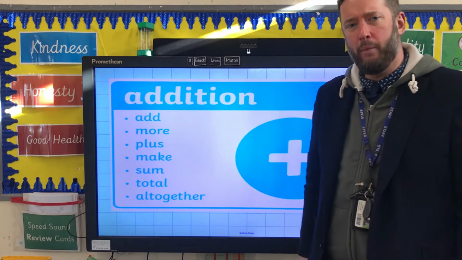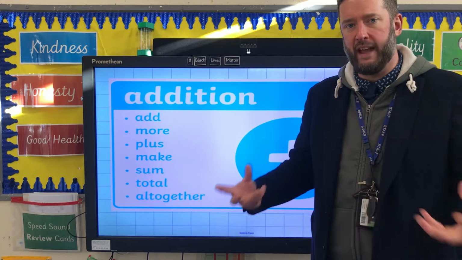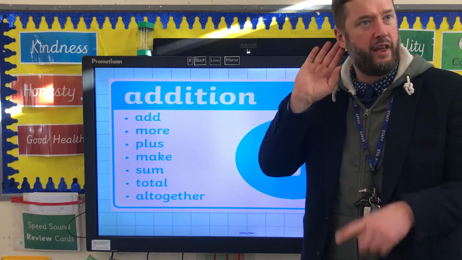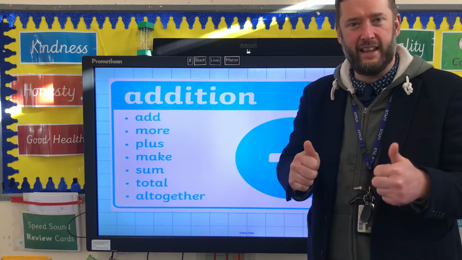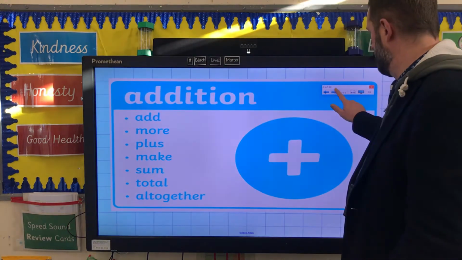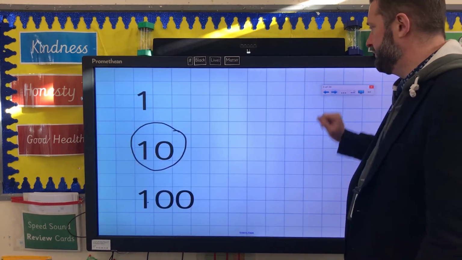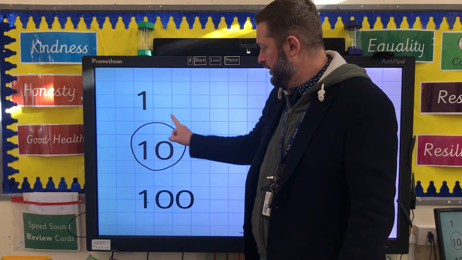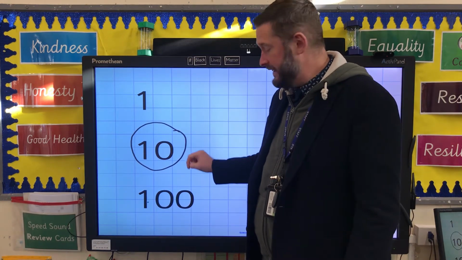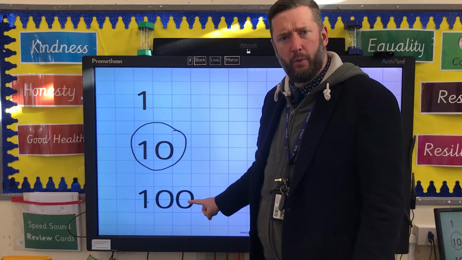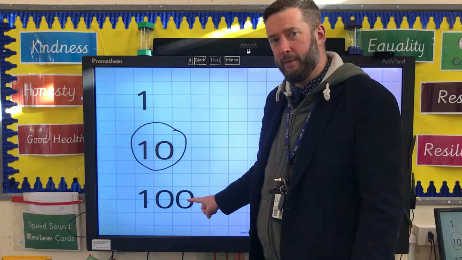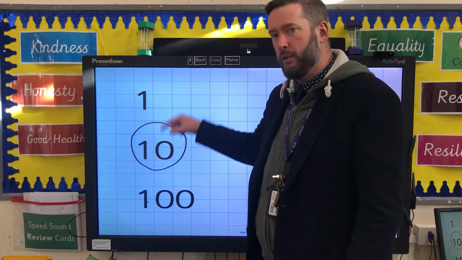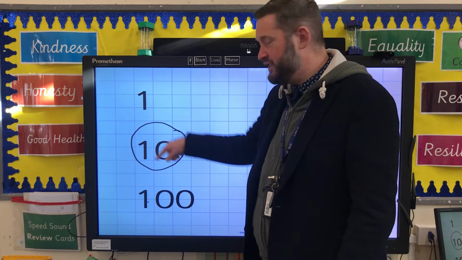Now, can you remember what happens to numbers when we add them together? Do they get larger or do they get smaller? That's it, they get larger, bigger or greater. Now, the number 1 has 1 digit. The number 10 has 2 digits. How many digits does the number 100 have? Shout out. That's right, it has 3. So today we're going to be adding two-digit numbers together.